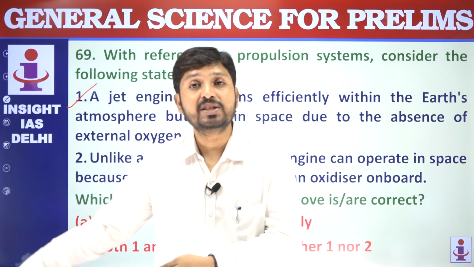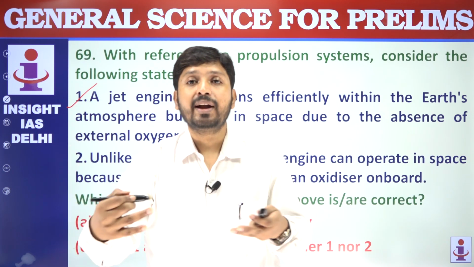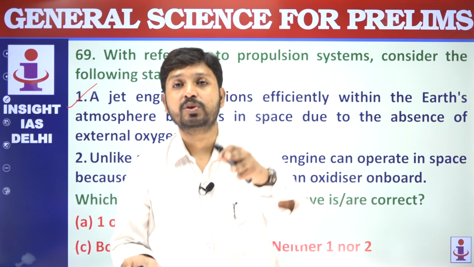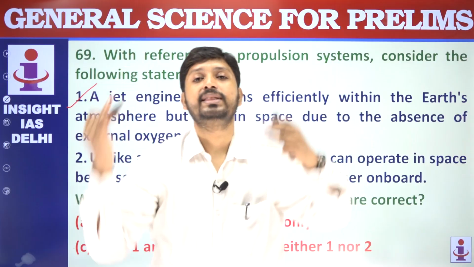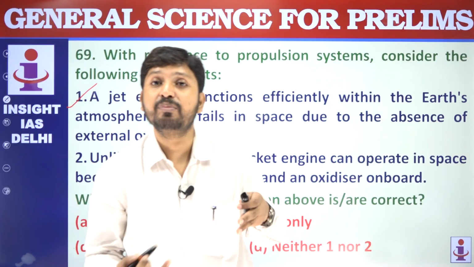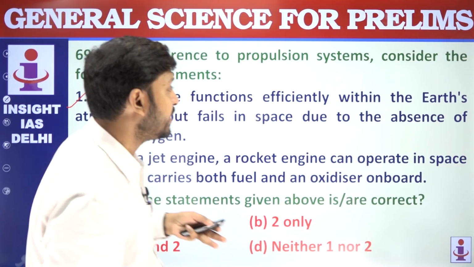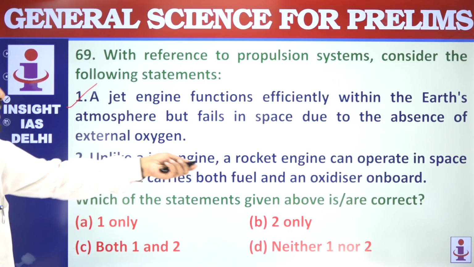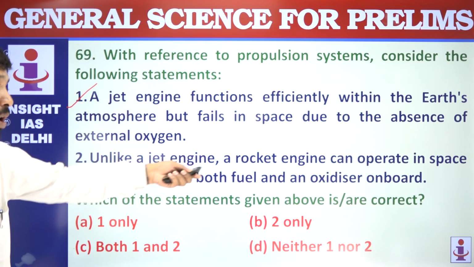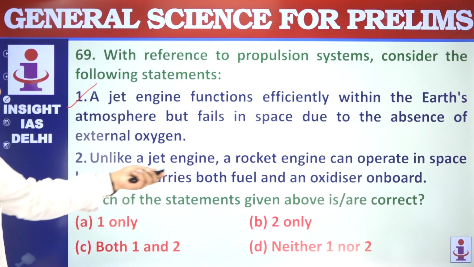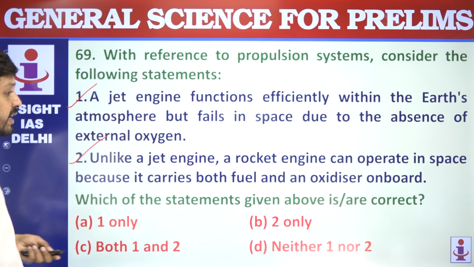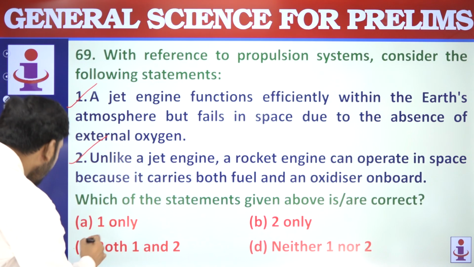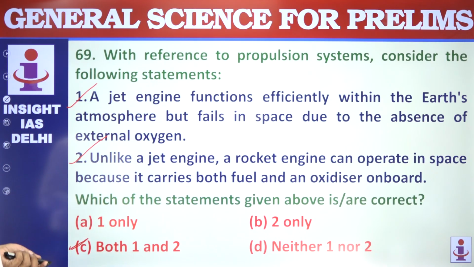Whereas in the case of rockets, both fuel and oxidizer will be there in the same chamber, so they will work here and they will also work in space because they are called non-air breathing engines. Rockets are non-air breathing engines. Unlike a jet engine, a rocket engine can operate in space because it carries both oxygen, that is oxidizer, and fuel on board. This is also right, and they are asking which of the following is correct. So both 1 and 2 are correct for us.